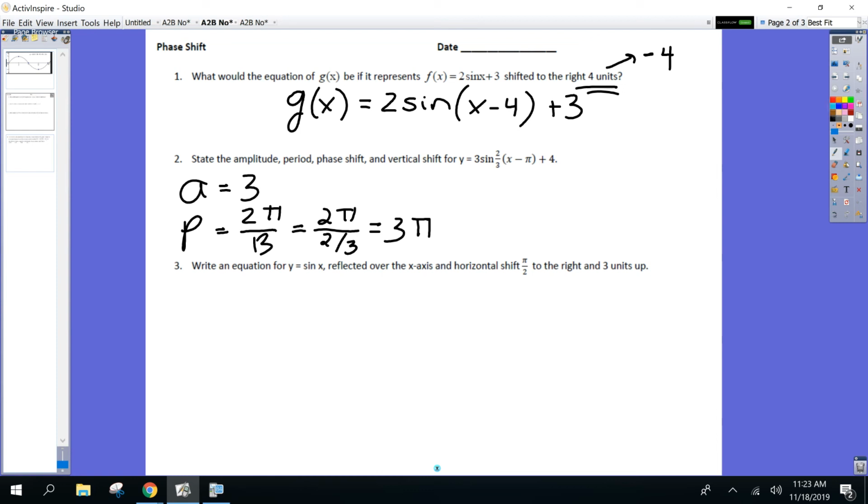Okay, we got a new word there, phase shift. Phase shift is left and right, how many units? That's what I want to know. Phase shift, left and right. Left or right, how many units?